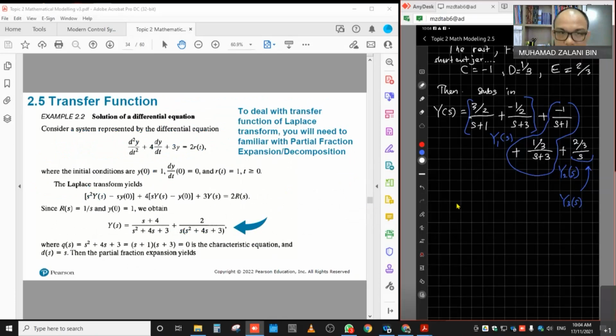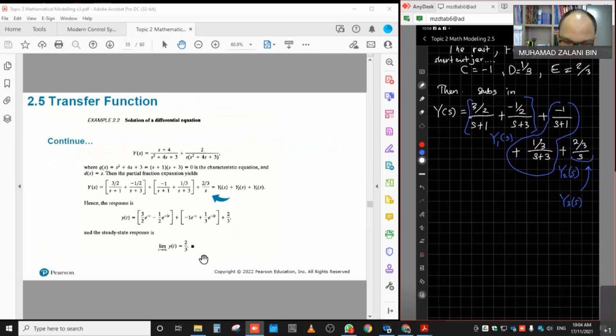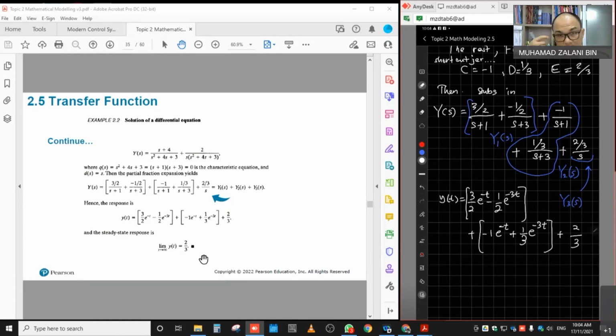So we get y(t) as in the slides here. So y(t) is 3/2 exponential -t minus 1/2 exponential -3t. This is the first term, y1, plus -1 exponential function of -t plus 1/3 exponential function of -3t plus 2/3. That is y(t).